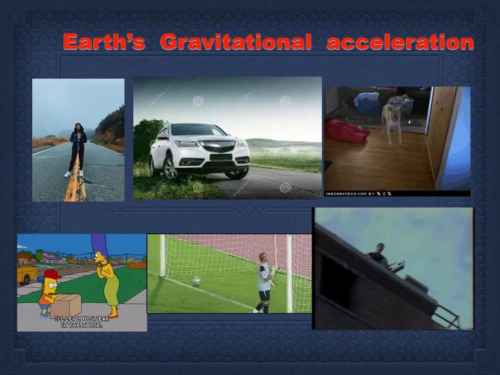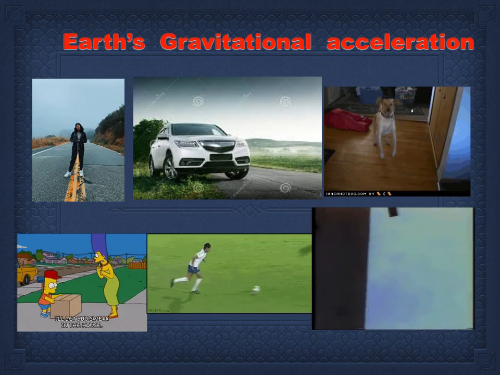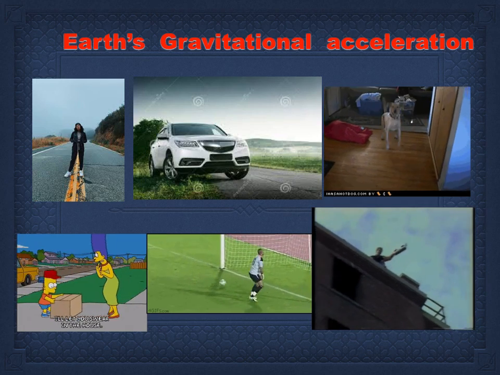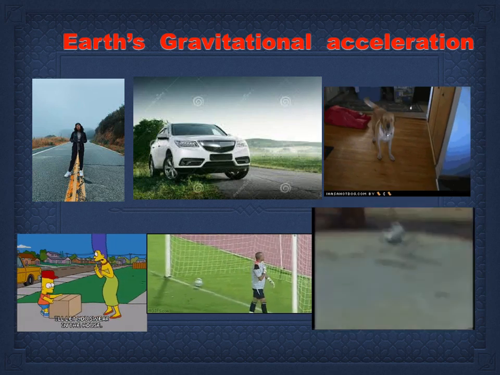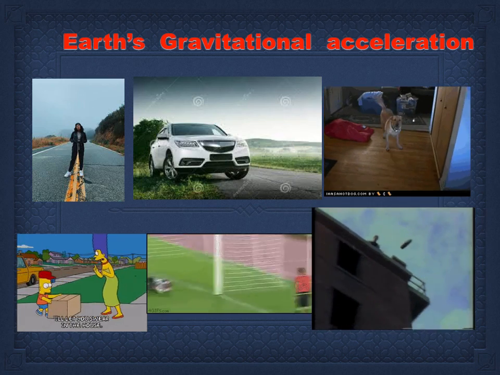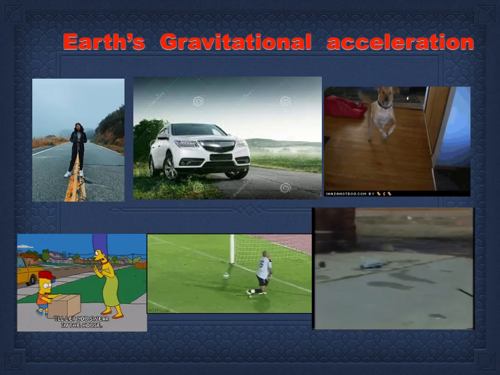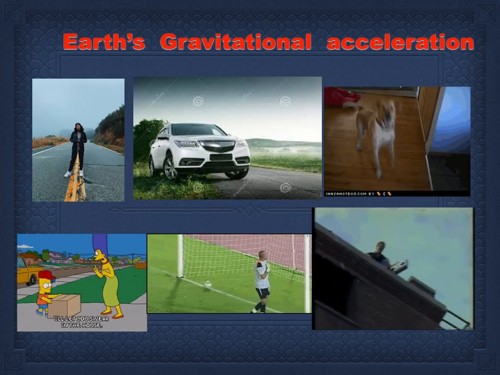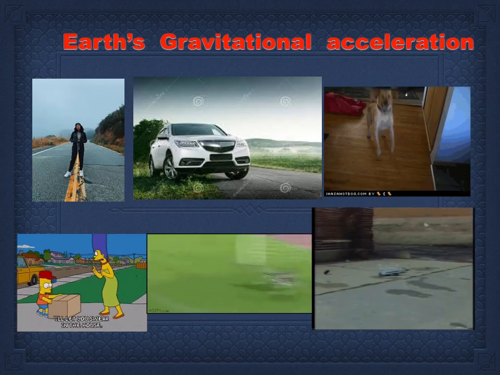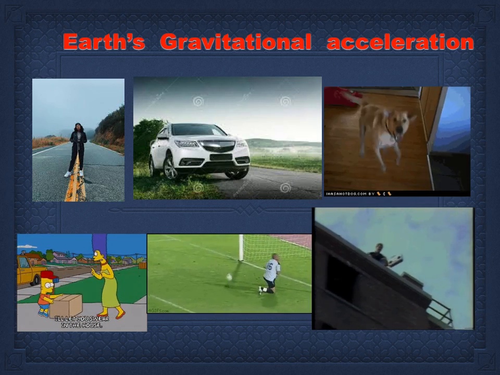Now as you can see in the third picture, a man from the terrace is throwing an object. Now you must have observed that at the initial stage the speed is less, and as it comes closer to the ground the speed increases. That's because of the acceleration due to gravity that is directed towards the center of the earth.